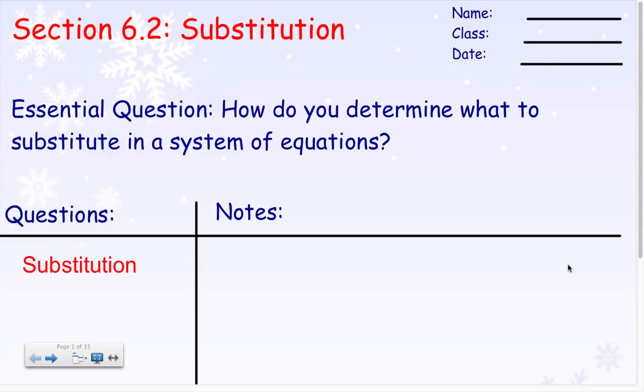Substitution. Essential question: How do you determine what to substitute in a system of equations? The vocab word for this lesson is substitution. I'm not actually going to define it. I'm just going to tell you that that's the method we're going to use. We're going to be substituting something in from one equation into another for this method.